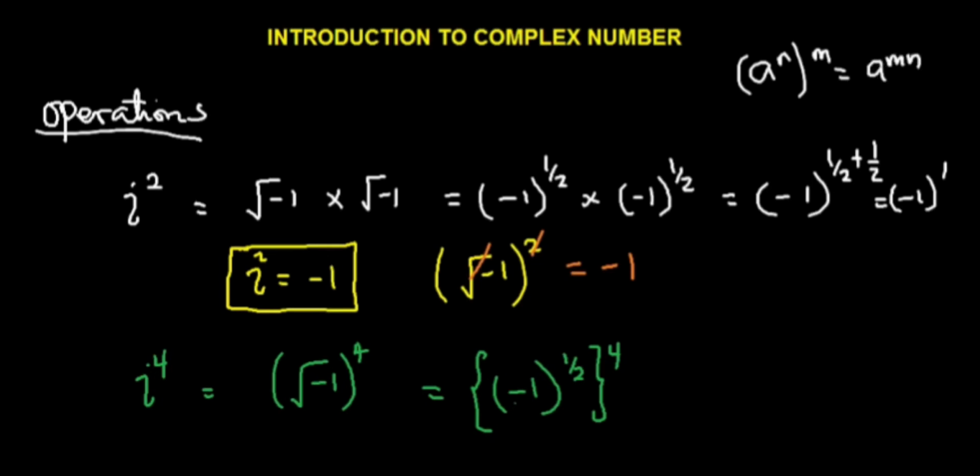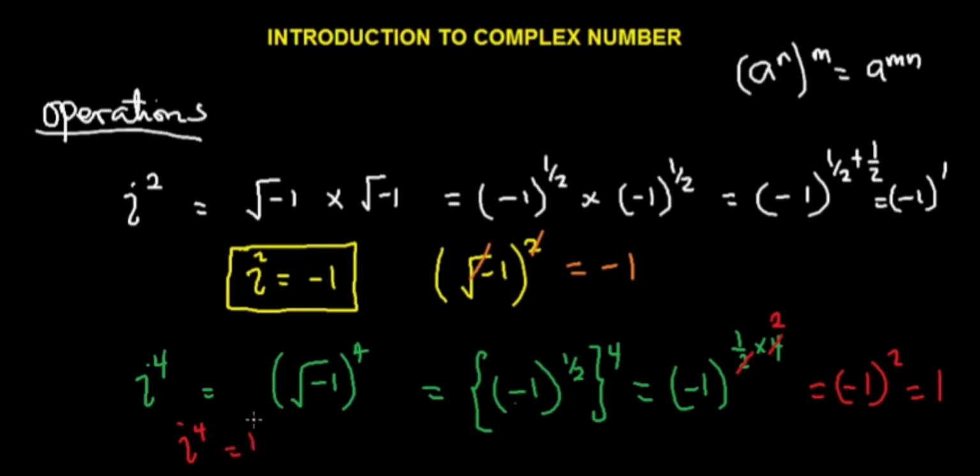So in that case, I will have minus 1 to the power of 1 over 2 times 4. All right, and this will be 2. So minus 1 to the power of 2 is what? Is 1. Therefore, this i raised to power 4 is what? Is 1. That's how we do the operations with complex roots.